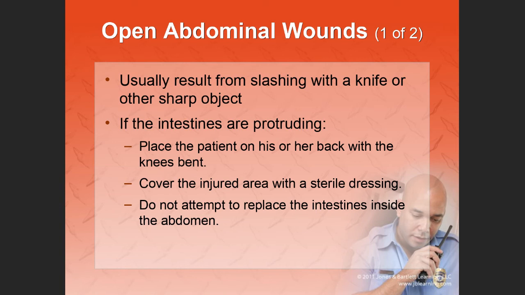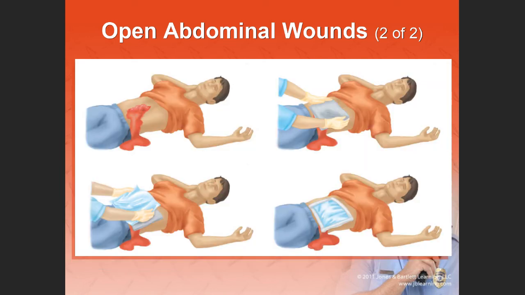For open abdominal wounds, usually result from slashing with a knife or other sharp object. If the intestines are protruding, we do not put the intestines back inside the patient. This is another situation in which you may have to use an occlusive dressing. So place the patient on his or her back with the knees bent. Cover the injured area with a sterile dressing. Do not attempt to replace the intestines inside the abdomen.